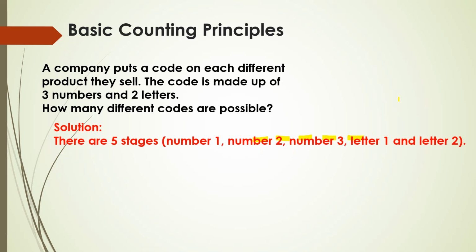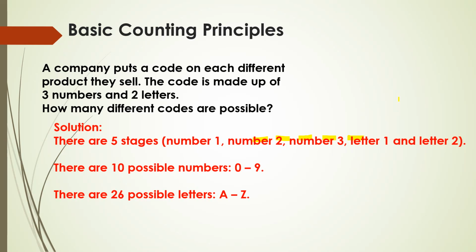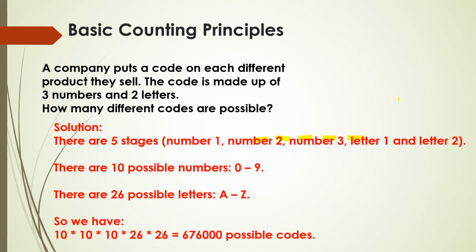So there's 5 stages to this number again. There's number 1, number 2, number 3, letter 1, and letter 2. There are 10 possible numbers from 0 to 9, and as we said, there's 26 possible letters. So the number of codes that are possible here is 10 times 10 times 10 times 26 times 26. 676,000 possible codes.